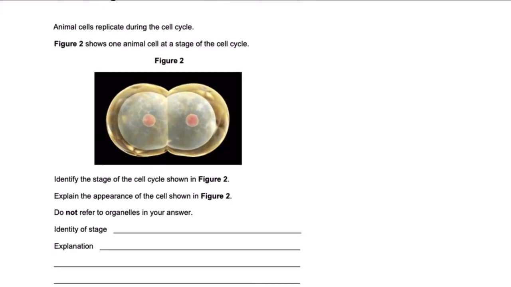So it says animal cells replicate during the cell cycle. Figure 2 shows one animal cell at a stage of the cell cycle. Identify the stage of the cell cycle shown in figure 2. Explain the appearance of the cell shown in figure 2 and do not refer to organelles in your answer.